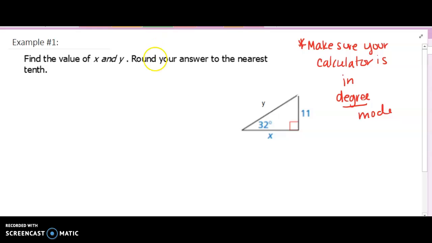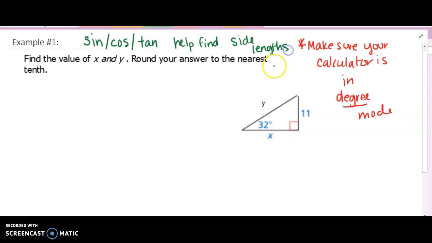All right, so after you made sure you're in degree mode, now what we're going to do today is talk about and discover and practice how sine, cosine, and tangent can help us find side lengths. And I'm going to put side lengths of triangles, okay? So we can use sine, cosine, and tangent to help us find the lengths of unknown sides.